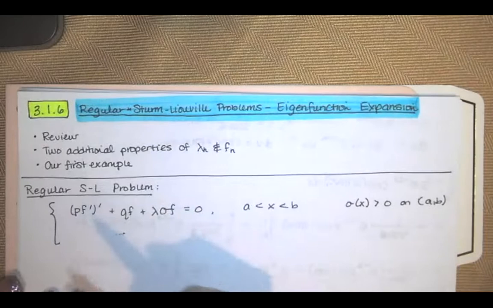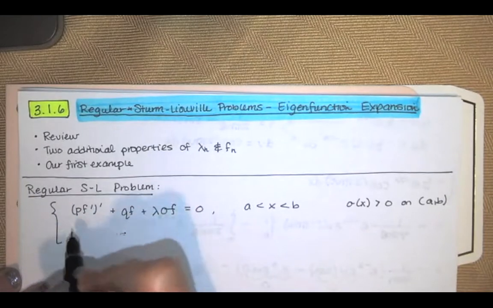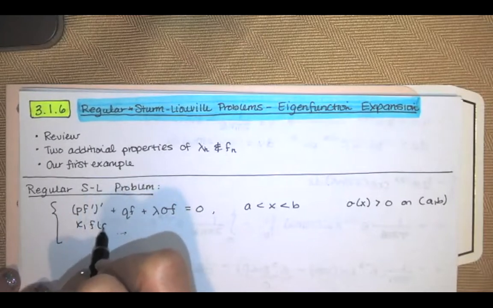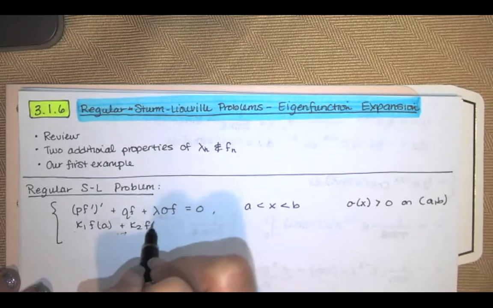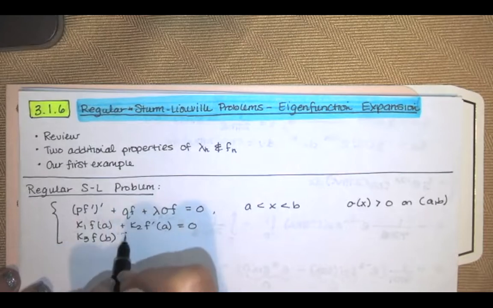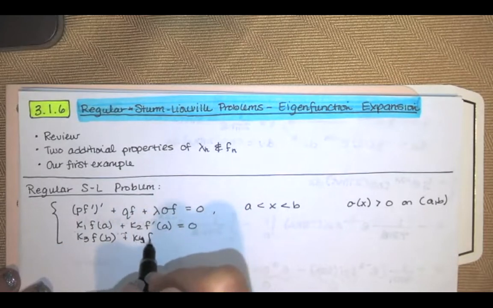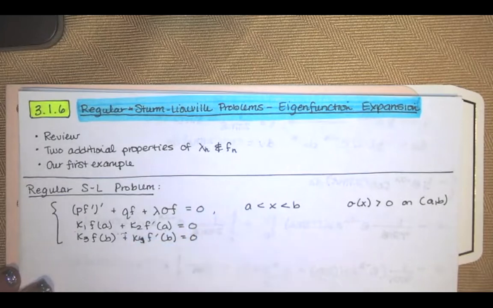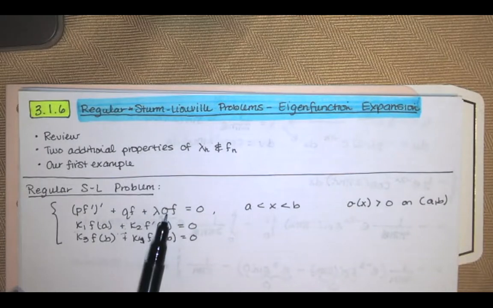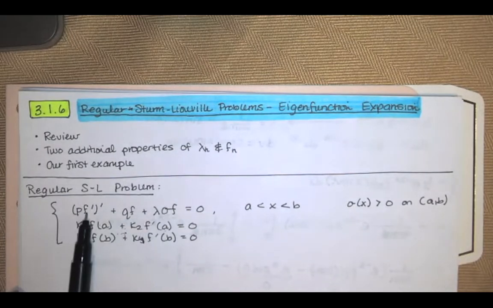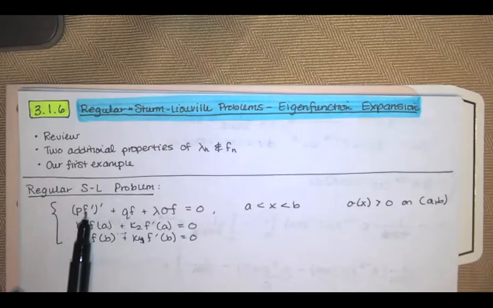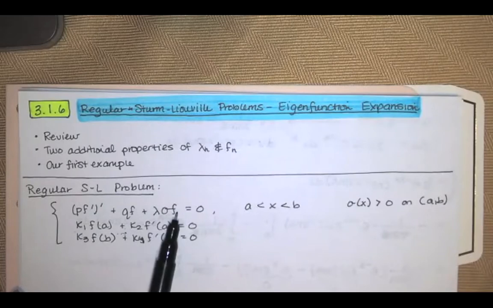If we have that as our second order differential equation, and we've got these two boundary conditions, kappa sub 1 times f of a plus kappa sub 2 times f prime of a equals 0, and kappa sub 3 times f of b plus kappa sub 4 times f prime of b equals 0, then what we have is a regular Sturm-Liouville problem. These functions P, Q, and sigma will be given. The function that we're looking for, the solution to this boundary value problem, will be the function f here. That's the unknown function in this differential equation.